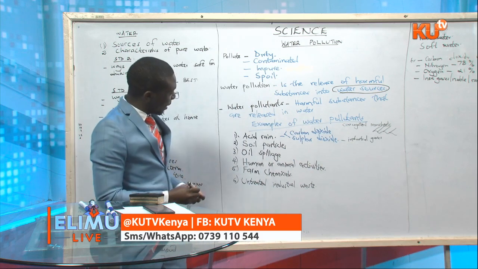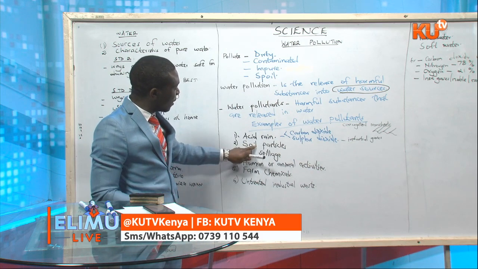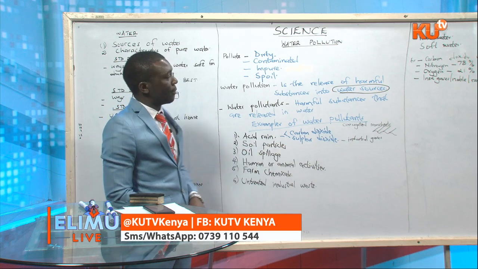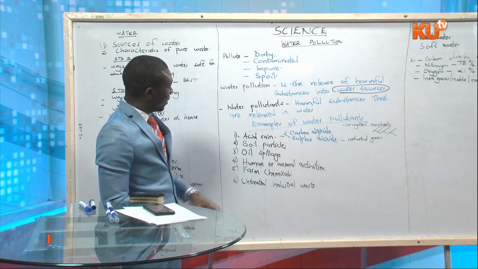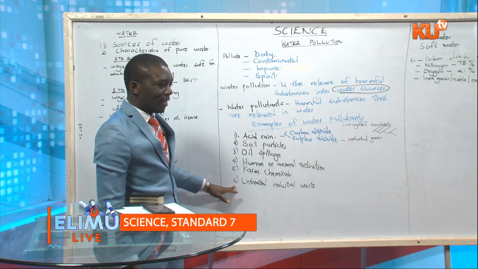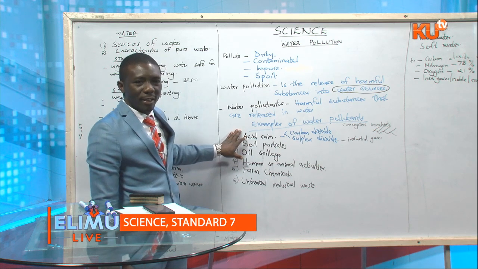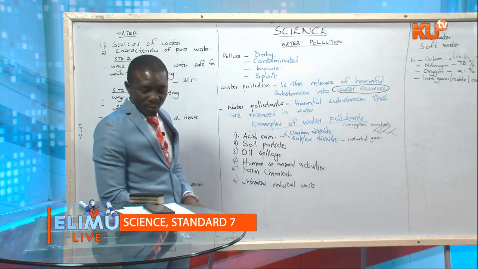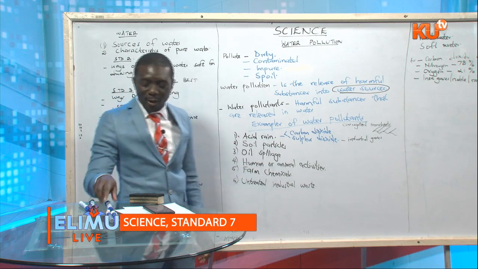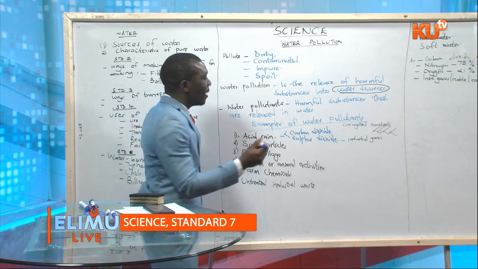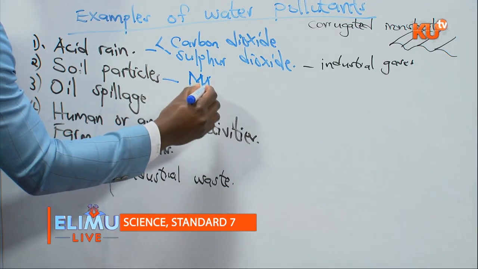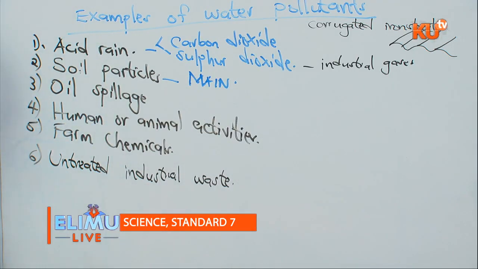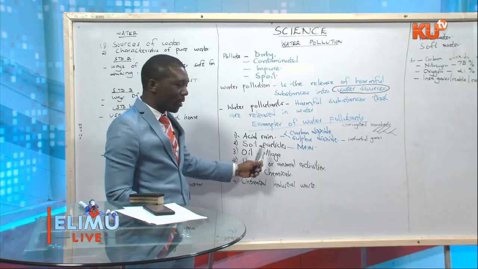The other water pollutant that I listed there is soil particles. Okay, before I forget, we have got these 6 water pollutants. There is a question they usually test mostly. Among these 6 ones, which one is the main water pollutant? The main water pollutant is always soil particles. Some books say chemicals. No. The main water pollutant is soil particles.